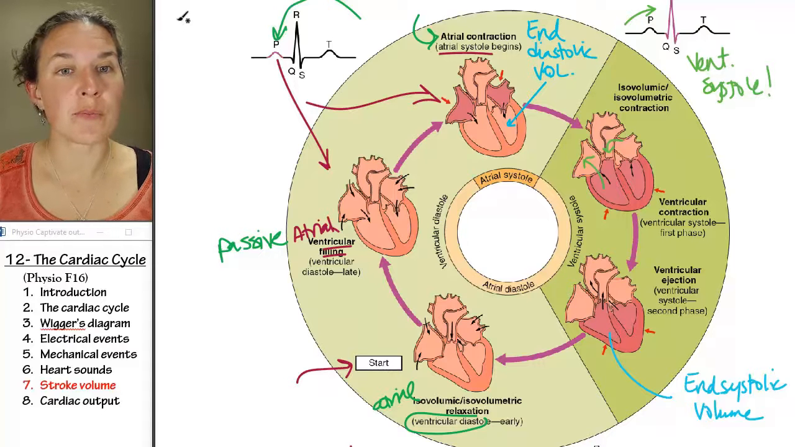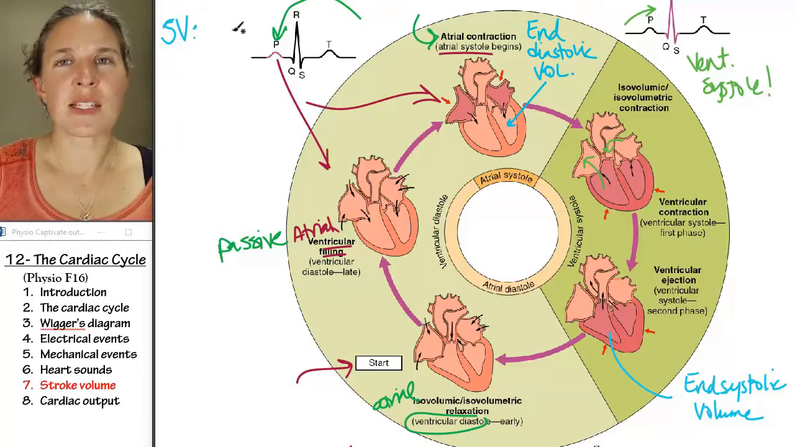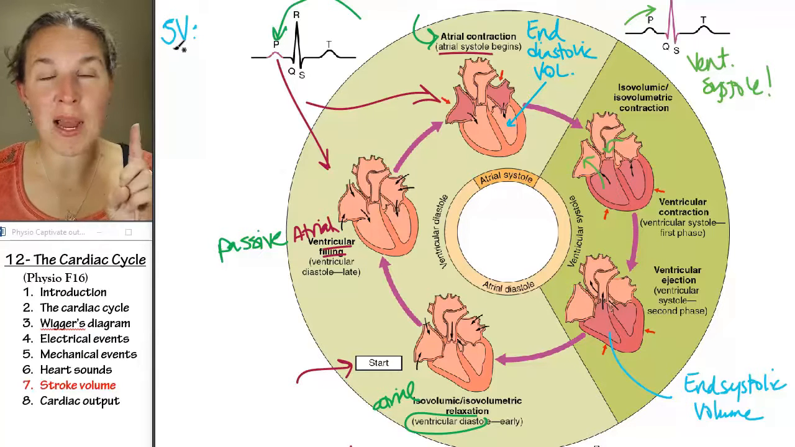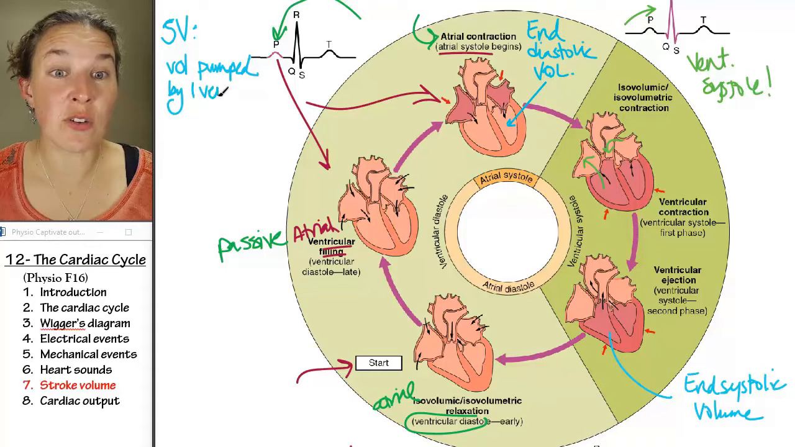Stroke volume. Stroke volume sort of makes complete sense. It's the volume of blood pumped by one ventricle in one beat. So it's a volume pumped by one ventricle in one beat.